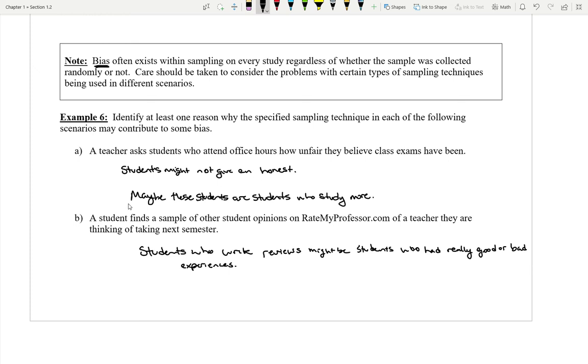Maybe I try to make sure I change my sample. Instead of just asking people who attend office hours, maybe I do something more like a systematic sample and go alphabetically down the roster of the class so I get a representative view and I'm not only asking certain groups of individuals. So there's lots of things we need to control for. We always have to be on the lookout for bias.